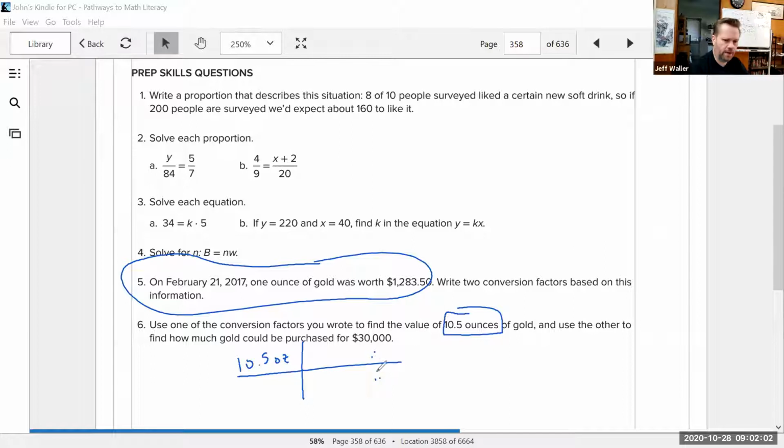So what would go on the bottom? What units? Ounces, yes. And then on top it goes dollars, and then you just put the right numbers in the right place. And that's all you do for that one? Yeah, and then this is the other way around. You start with $30,000, so now you know it's got to be on the top, and you put the numbers in the right place. So it's just reminding you about conversions.